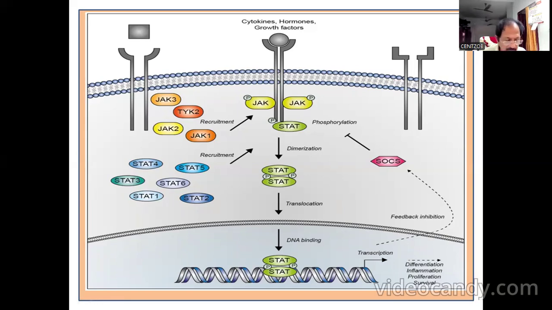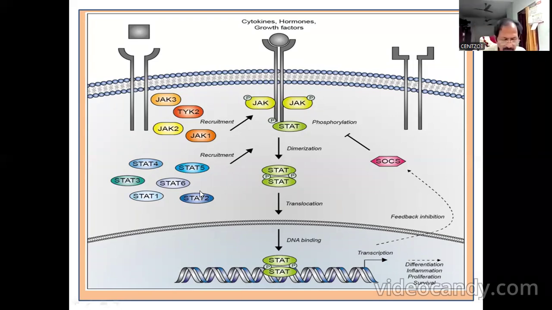Then the receptor binds to the JAK or Janus kinase. So the cytokine binds to the receptor, leading to its dimerization. These receptors get dimerized. Then the receptors bind to the JAK or Janus kinase. You see, this is Janus kinase, JAK. These are kinase enzymes which phosphorylate downstream targets. So JAK is a kinase enzyme which phosphorylates downstream targets.